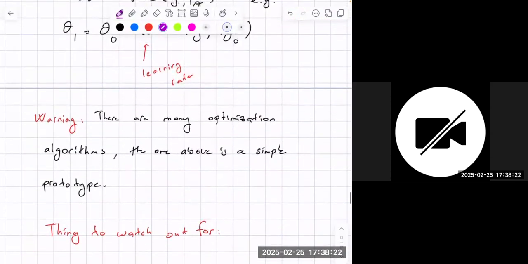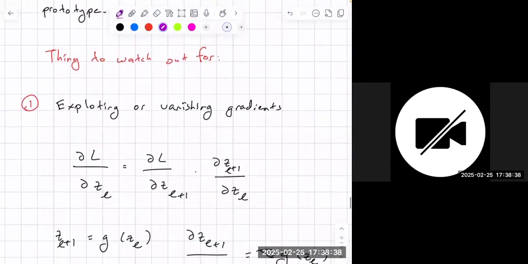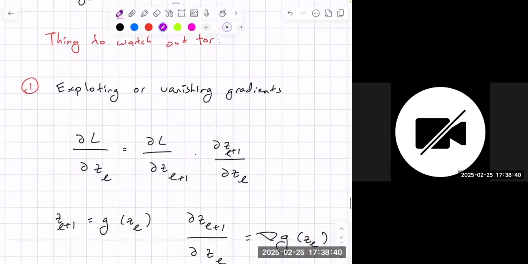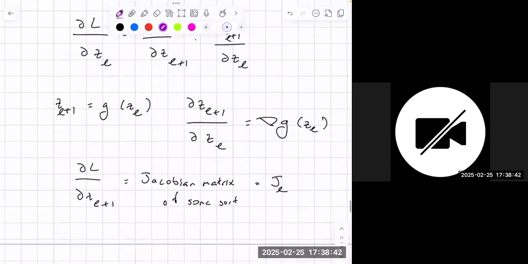Now, looks like we're all good. We can just take this neural net, start training them, feed them with data until they grow, and then they'll do the things for us. What are the things you need to watch out for? First thing is this exploding or vanishing gradients problem. Let me try to illustrate it.